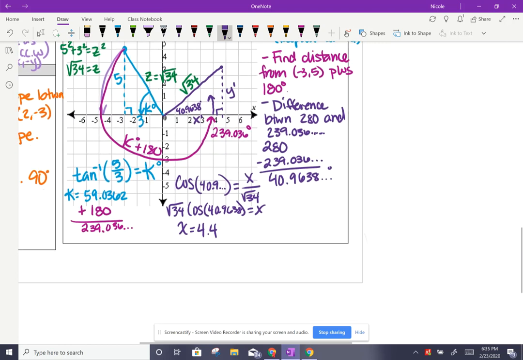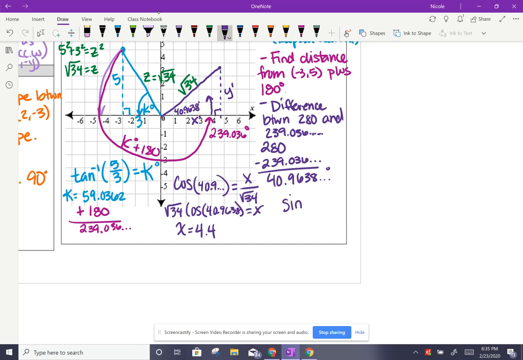I'm going to do the same thing for sine. So sine of 40.9 something something something equals y over root 34. Multiply the root 34 on the outside, and you get y is equal to 3.8. So our new point is hanging out at 4.4, 3.8. And it doesn't matter if the point isn't actually where it's supposed to be on the graph, as long as you know the actual coordinates. Because trying to sketch that out, it's not going to be perfect. So please just keep that in mind.